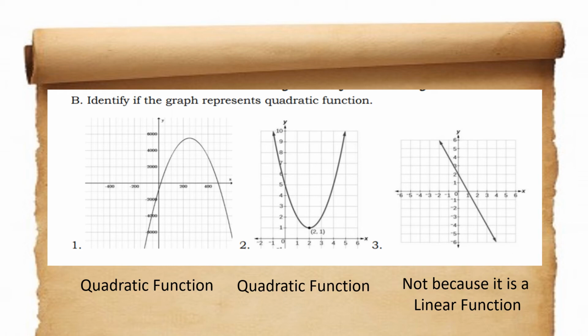By the way, the parabola should have arrowheads. So in the first one, it should have arrow here. You have their arrow. Opens downward. Okay? So for the third one, this is not a quadratic function because it is a linear function. This is a first degree. I think when you were grade 8, you have this kind of graph. Okay?